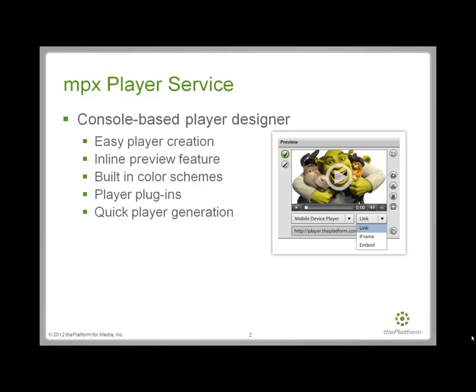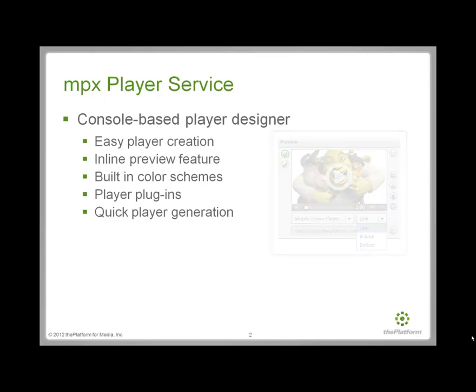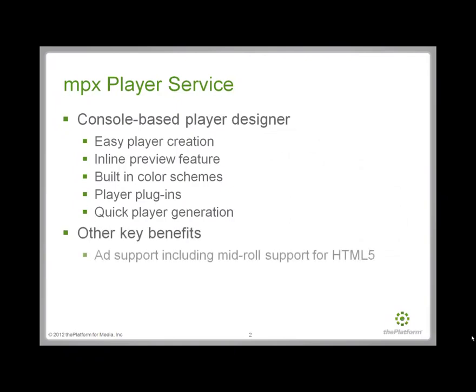By clicking the Get Player button in the Media Preview player in the console, you can easily get the player in the form of a link URL, iframe code, or embed code. The player will first play back the specific media you're adding to it, then permit playback of related items from the player's feed. Other key benefits of this service are ad support, including mid-roll ads for HTML5 players.